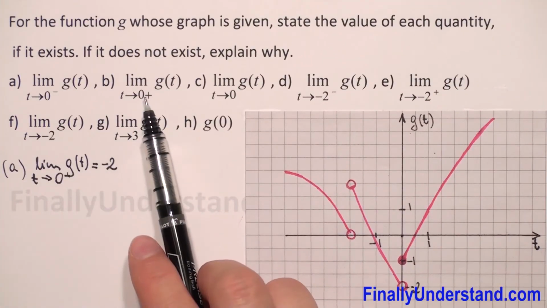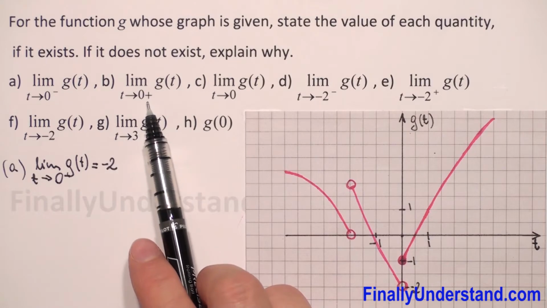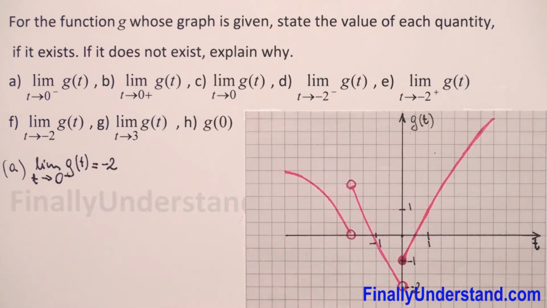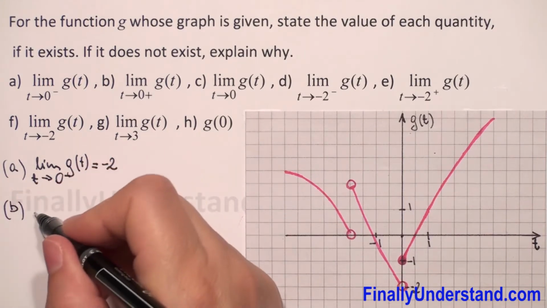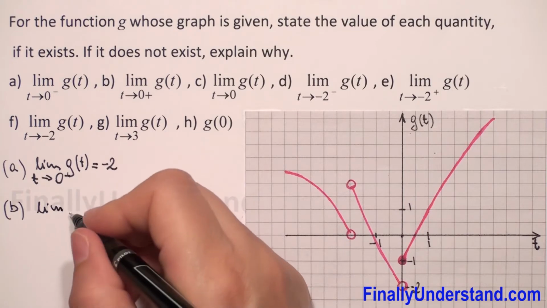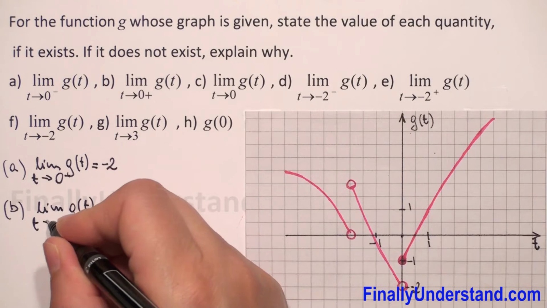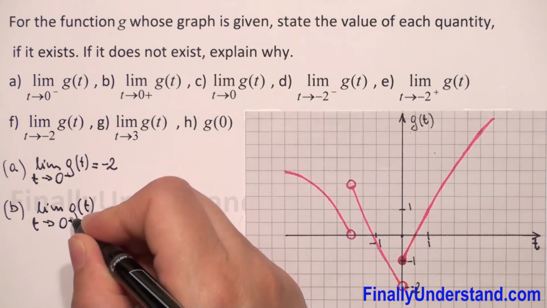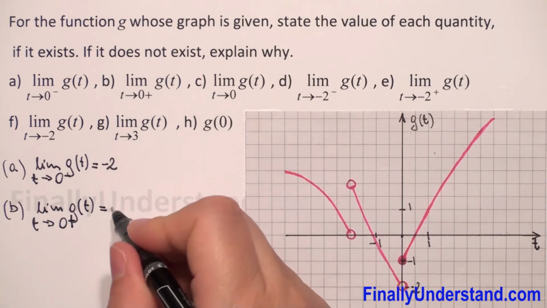Now we have to find the limit of g of t as t approaches 0 from the right. So when we are going to 0 from the right side, our graph is going to -1. So the answer: the limit of g of t as t approaches 0 from the right is equal to -1.